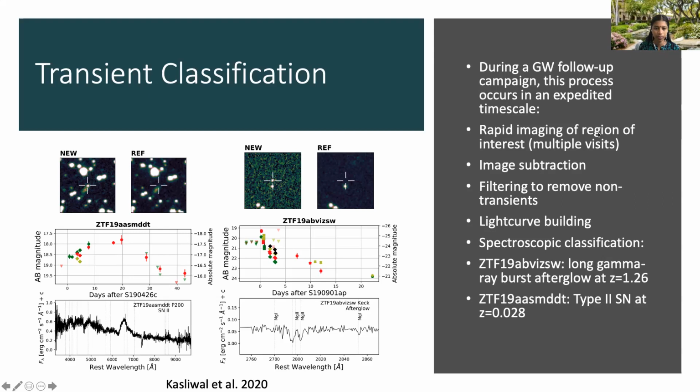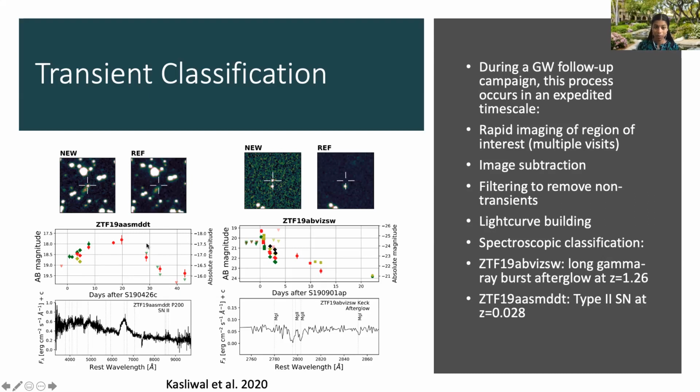And so we request rapid imaging of a given region of interest dictated by the sky maps in which we're searching. We request multiple visits. And then in the same night, we get the image subtraction results. We perform the filtering in real time to remove all the non-transients, and we apply additional filters to look for the types of transients that are fast fading that we're very interested in, red and fast fading. The light curves build up over the course of hours to days.